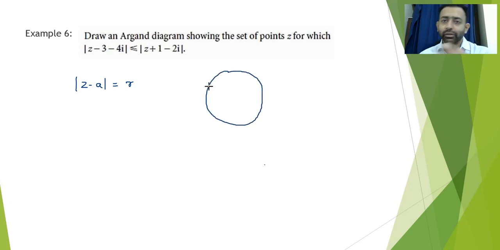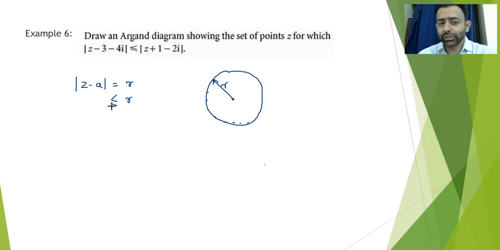I'm not talking about the region which lies inside or outside this circle, because we are talking about equality. We are talking about all the points lying on this circle, following the condition that the distance of z from a fixed point a is always equal to r. So we arrive at the boundary of the circle. But if I replace this equality sign with an inequality sign, for example less than or equal to r, that represents the points which include the circle.